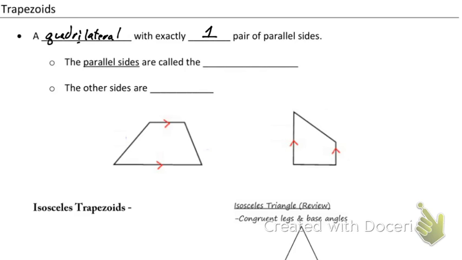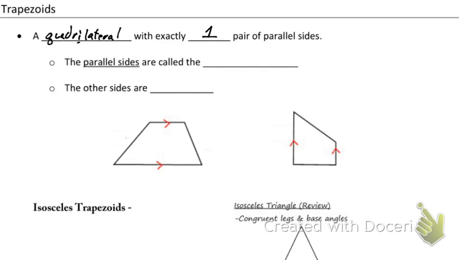So a trapezoid is completely different than a parallelogram. These two things are definitely not parallelograms. So we can't use parallelogram theorems or rules on trapezoids. So they're going to have their own statement. So let's name some stuff.